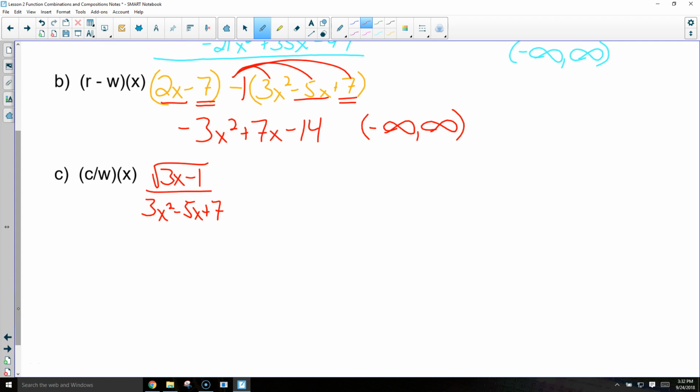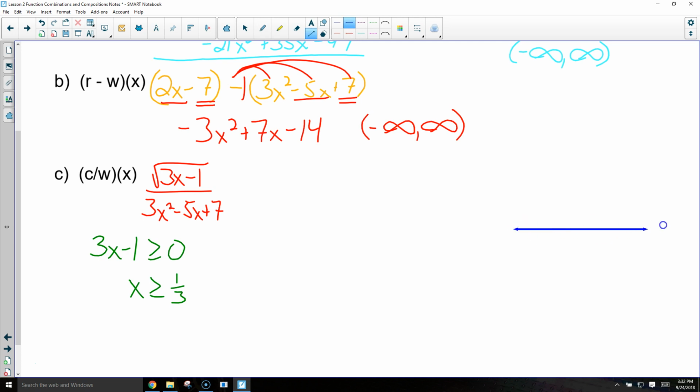So this is where I have to worry about both of my rules. So I want to set 3x minus 1 greater than or equal to 0 and solve. So I would add 1 and divide by 3, and I get x is greater than or equal to 1/3. So out here to the side, I'm going to draw a number line. And right now my domain, as determined by C, is numbers greater than or equal to 1/3. So that would be a closed dot on 1/3 and an arrow going to the right. Or I'm sorry, that was from W. No, it wasn't. It was from C.